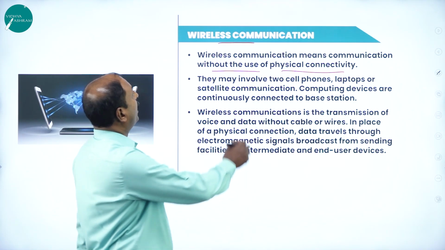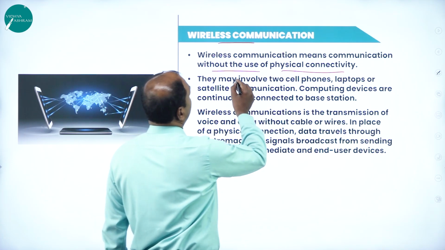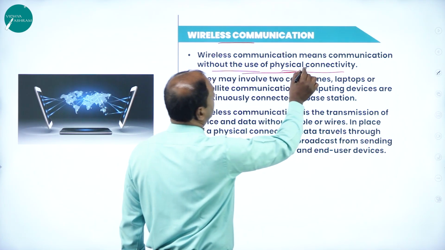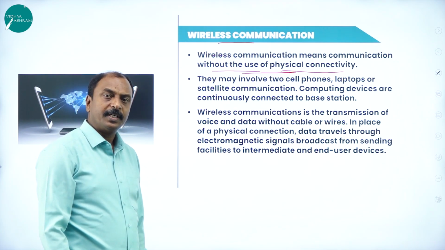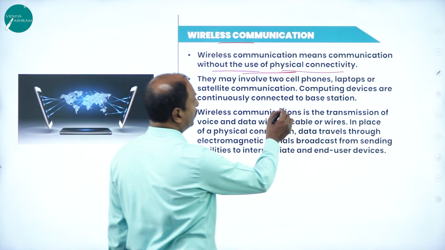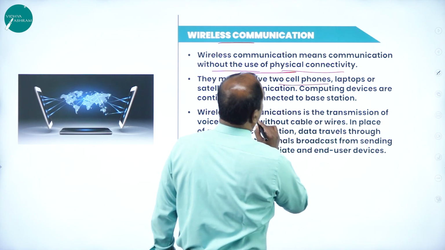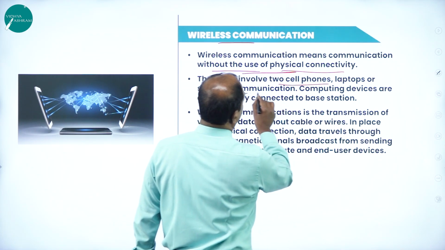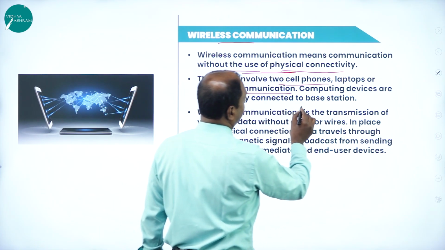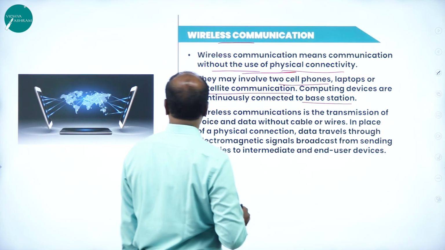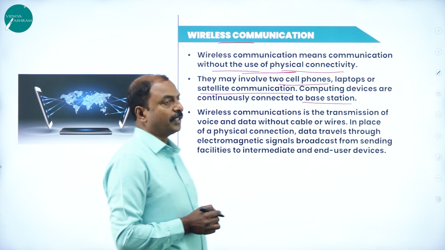Now, wireless communication. There is no direct physical connectivity between two computers or two network devices. They may involve two cell phones and laptops or satellite communication. Computing devices are continuously connected to the base station. So this is the concept of wireless communication.